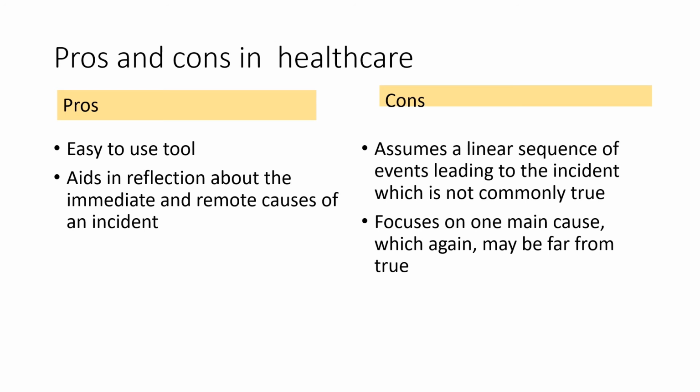It assists us in reflecting upon the immediate and remote root causes of an incident. On the other side, the main critique of the 5 whys method is that it assumes a linear sequence of events leading to the incident, which is not commonly true, especially in healthcare, as the healthcare system, as we discussed before, is a very complicated system. So, the 5 whys method focuses on one main cause, which may be far from true.